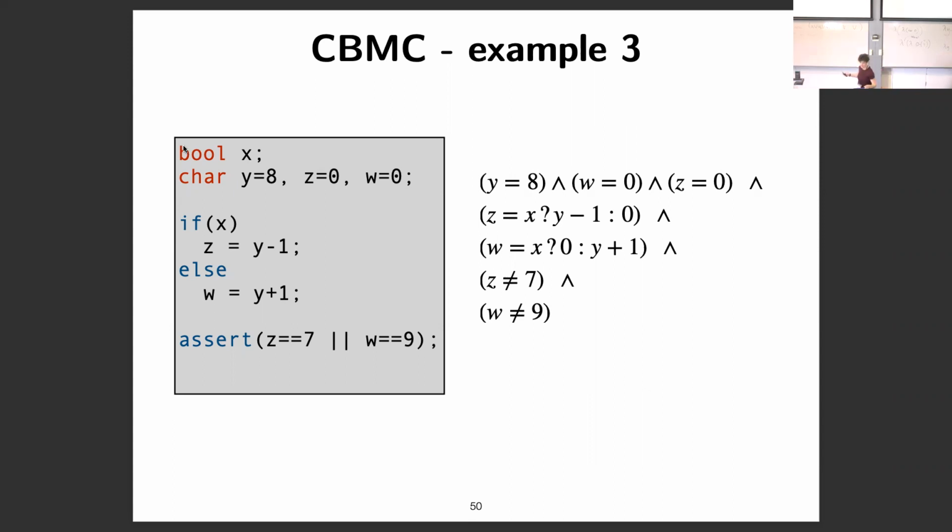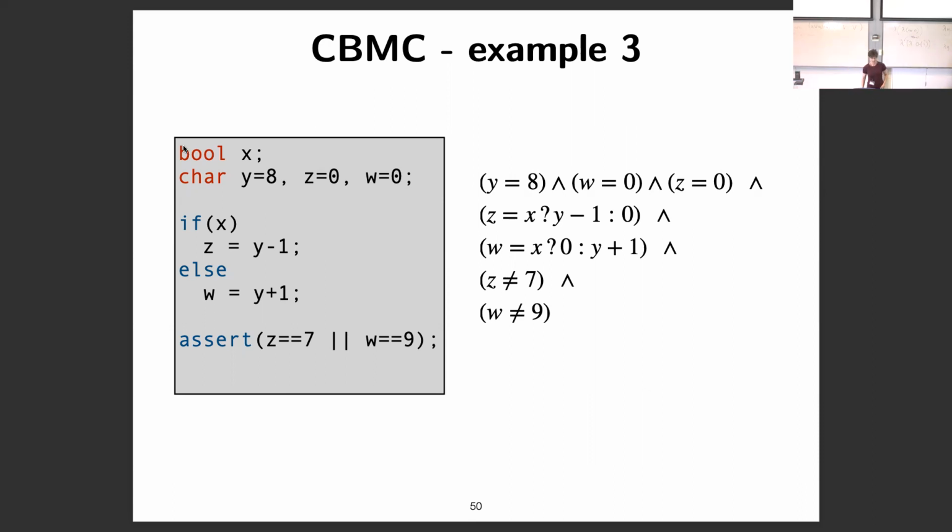Yeah, question. I have a question about this embedding, because on the program side, the value of Z before and after the assignment is different, right? You have a natural sequence. And on the SMT formula side, how does that get encoded? I mean, the two Z that we see are not exactly the same, right? Yes.